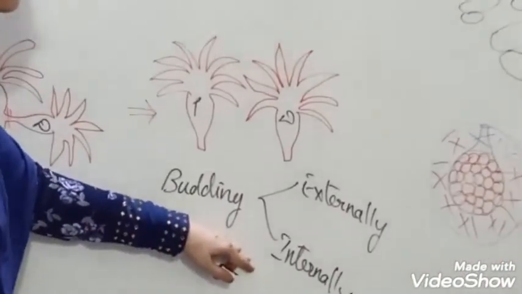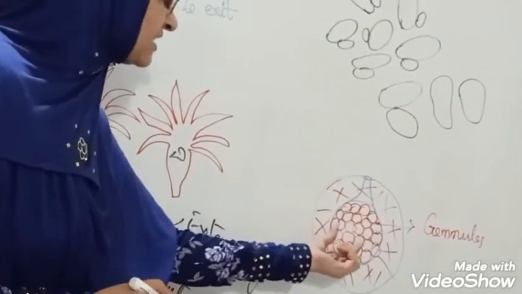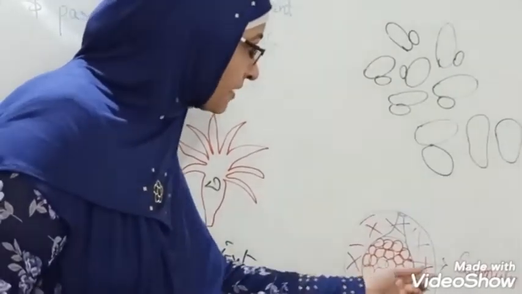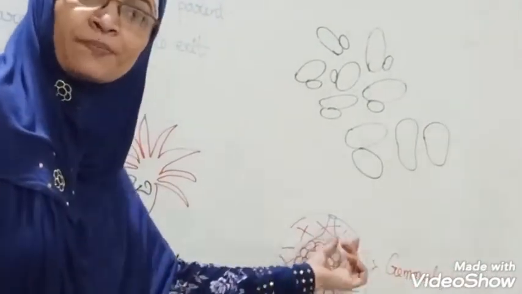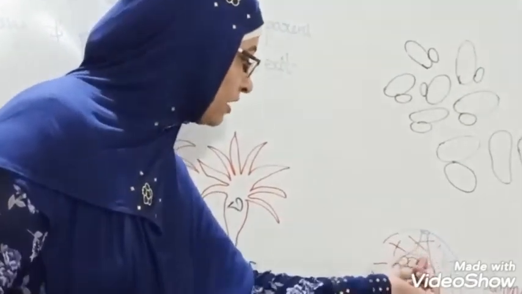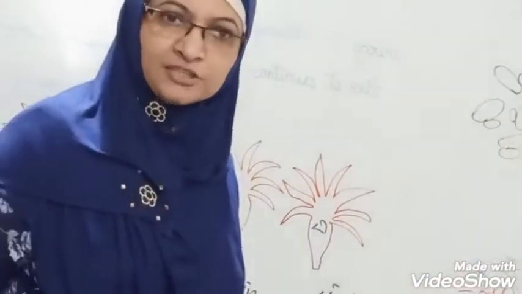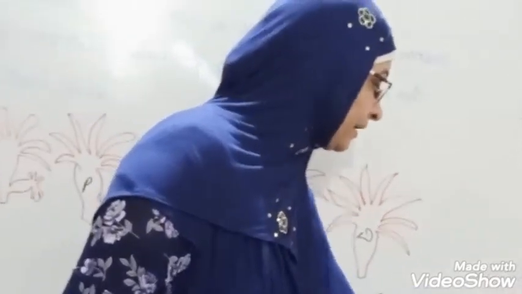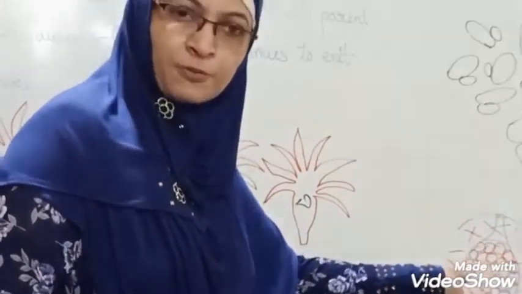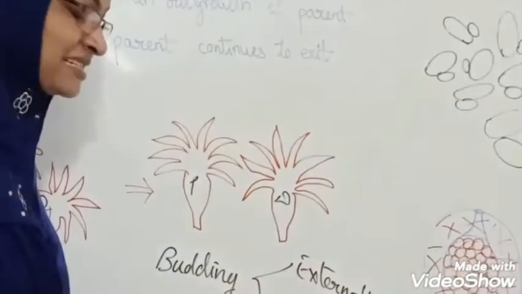Then what is internal budding? Internal budding is in the sponge's body. What happens? Inside the sponge body, some round nuclear division happens, which are called gemmules. Some gemmules form and grow, and when the condition becomes favorable, they come out and each gemmule grows into a separate sponge. So this way of bud formation happening inside the sponge's body is called internal budding.